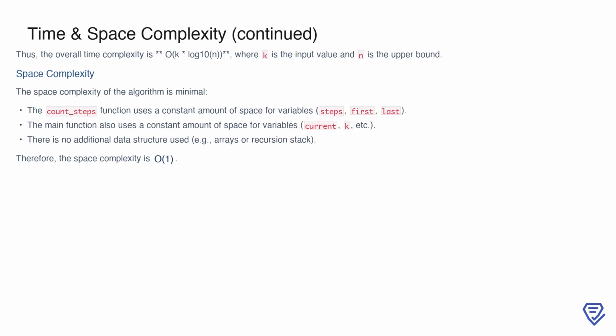Now turning to the space complexity, the algorithm is highly efficient in this regard. The count_steps function only uses a constant amount of space to store variables such as steps, first, and last. Similarly, the main function keeps track of variables like current and k, all of which require constant space. No additional data structures, such as arrays or recursion stacks, are used. Thus, the space complexity is O(1), making this algorithm not only time efficient but also space efficient.